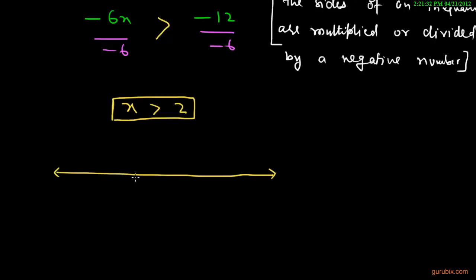Suppose this is a number line and here is a point 2 and x is greater than 2. This means all values greater than 2 are in the solution set of the given inequality, and this shows x greater than 2. And because x is not equal to 2, 2 is not included. So we shall draw an open circle here and we shall write x belongs to 2 to positive infinity, and because 2 is not included, we use a small bracket. So this is the solution of the second part, and now we shall move to the third part.